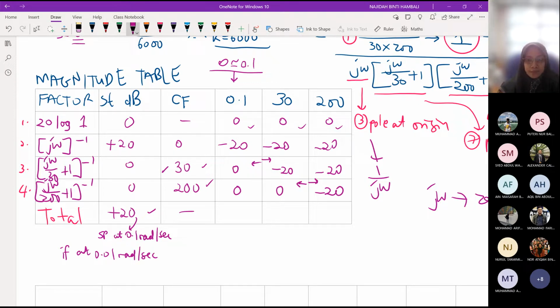Okay. But now, let's total up our slope part for each frequency range from 0.1 until 30. The total up this column. So, our total slope from 0.1 until 30 radian per second is negative 20 dB. From 30 to 200 radian per second, our total slope is negative 40 dB per decade. And for frequency larger than 200 until infinity, our total slope is 60 dB per decade. That's it for our magnitude table.